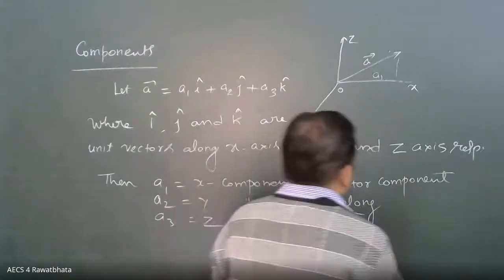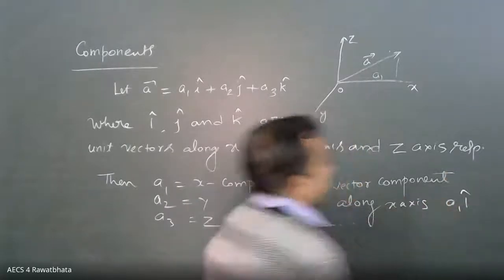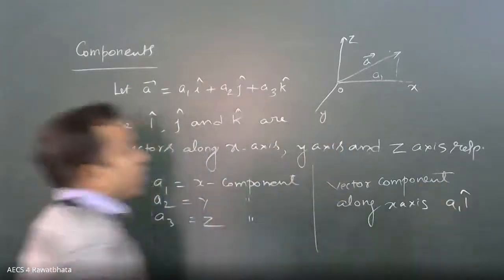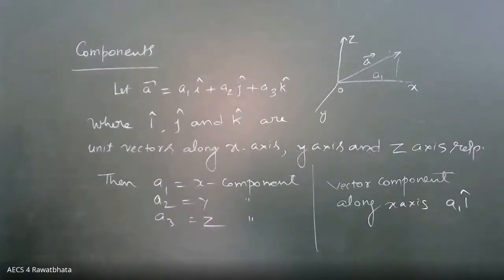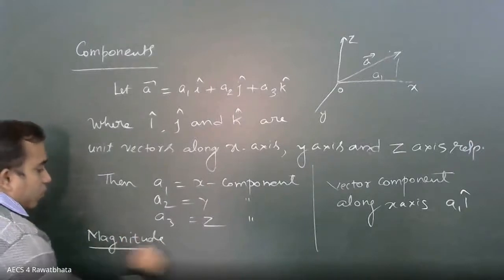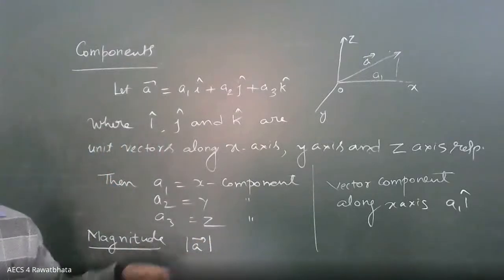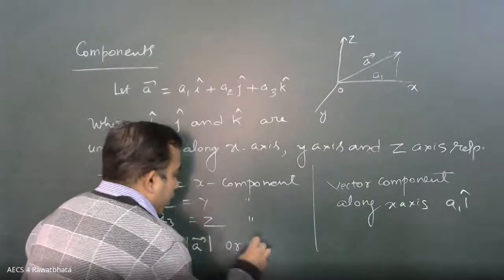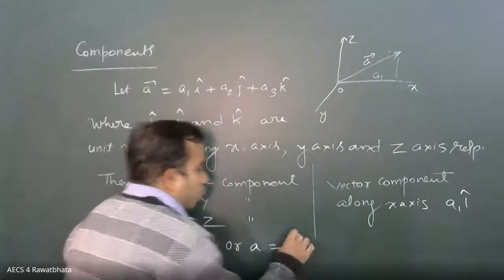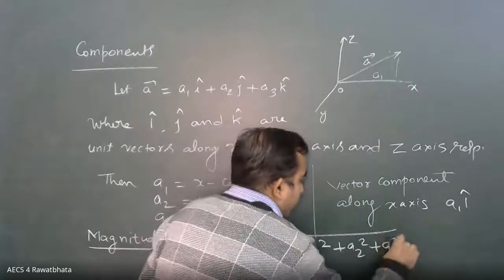We need to understand them. Along the x-axis it will be A1 i cap. This will be the vector component along the x-axis. Now, its magnitude, let us learn how to get it. Vector A, its magnitude will be denoted by enclosing the vector within a modulus sign, or you write simply A. To calculate it, this will be equal to root of A1 square plus A2 square plus A3 square.